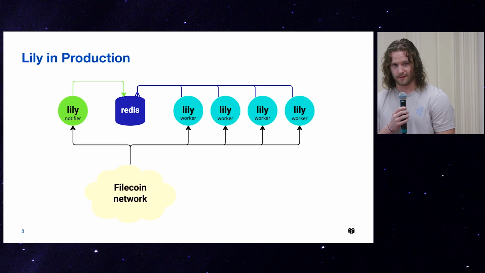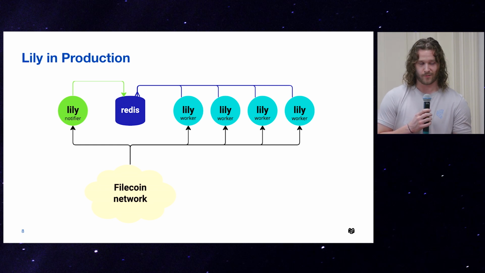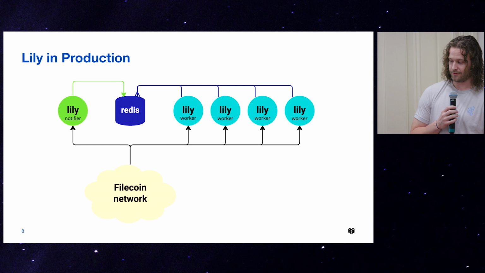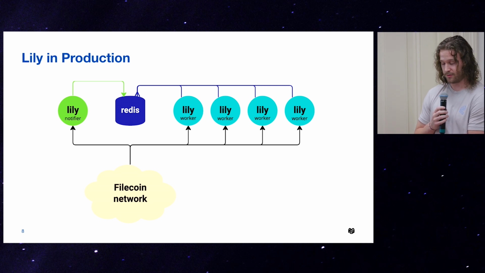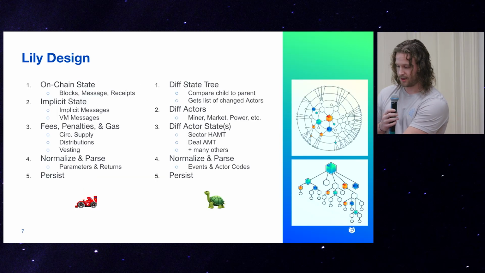which led us to scaling Lily horizontally, and this is where we are today. When we run Lily in production, we run many nodes, and there's a node that watches the chain and puts information into the queue, and there's a variety of worker nodes that you can configure that do the processing work I was describing here.